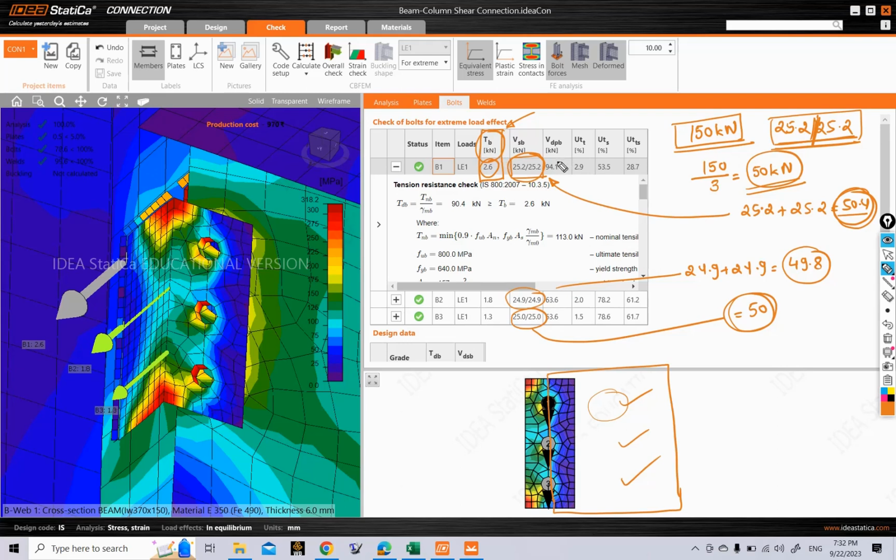So what is the capacity of our bolt in shear? We got it to be 94.1 kilonewton. So what is the utilization ratio in tension? Our utilization ratio in tension, we got it 2.9%. How did we get this? If you look at the detailed calculation below here, we saw that the tension capacity of our bolt was 90.4 kilonewton, whereas the actual tension that is coming onto this bolt is 2.6 kilonewton. So what happens if you divide 2.6 by 90.4 in percentage? How much do you get? Let us calculate this. 2.6 divided by 90.4.